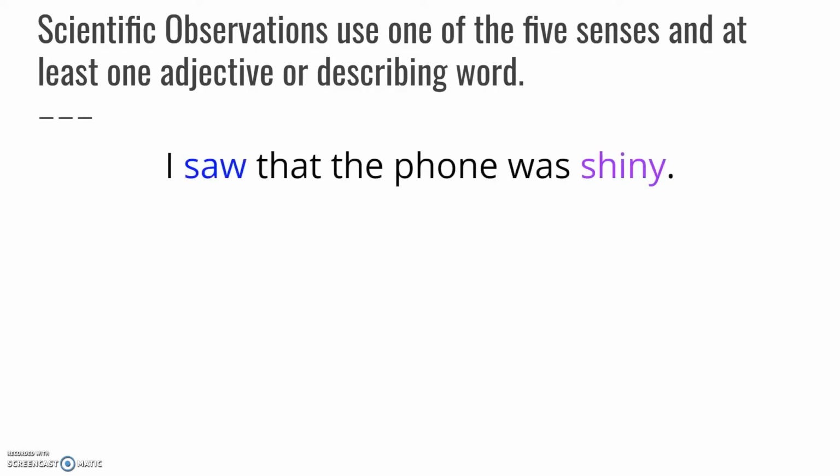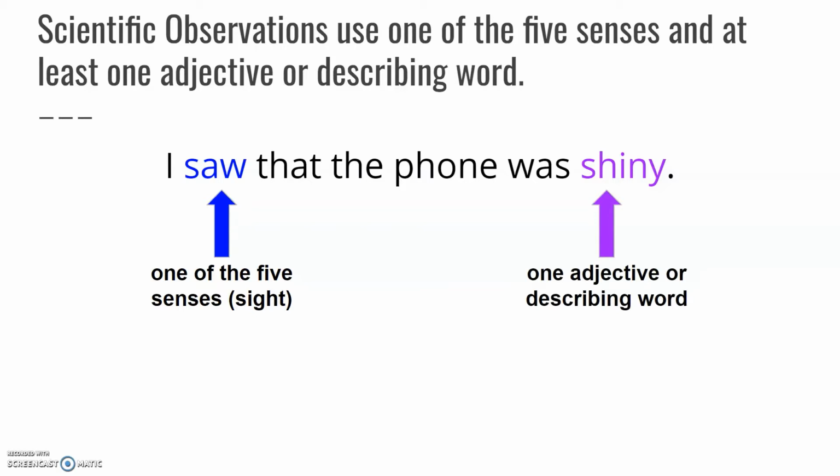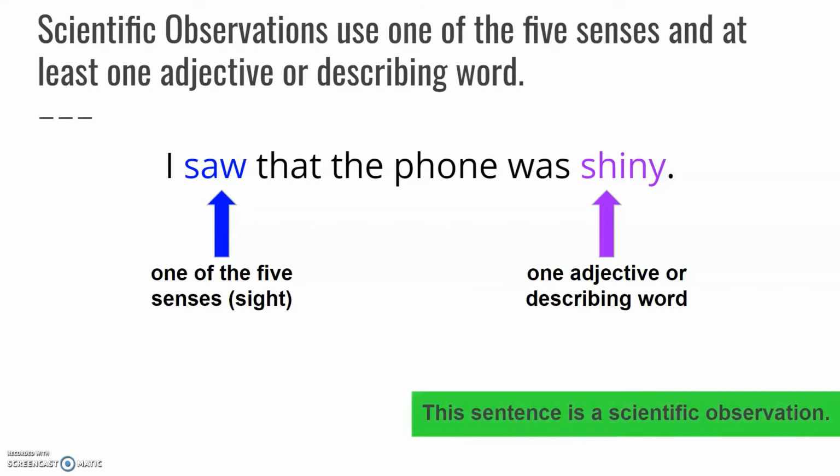What does this look like? I saw that the phone was shiny. Okay, let's break this down. We do have one of the 5 senses. We have saw. I saw that the phone was shiny. That's using your sense of sight. So we do have one of the 5 senses. Good. And we have one adjective or describing word, shiny. This meets the scientific observations requirements. So this sentence is a scientific observation, and it's what your scientific observations will look like in the future.